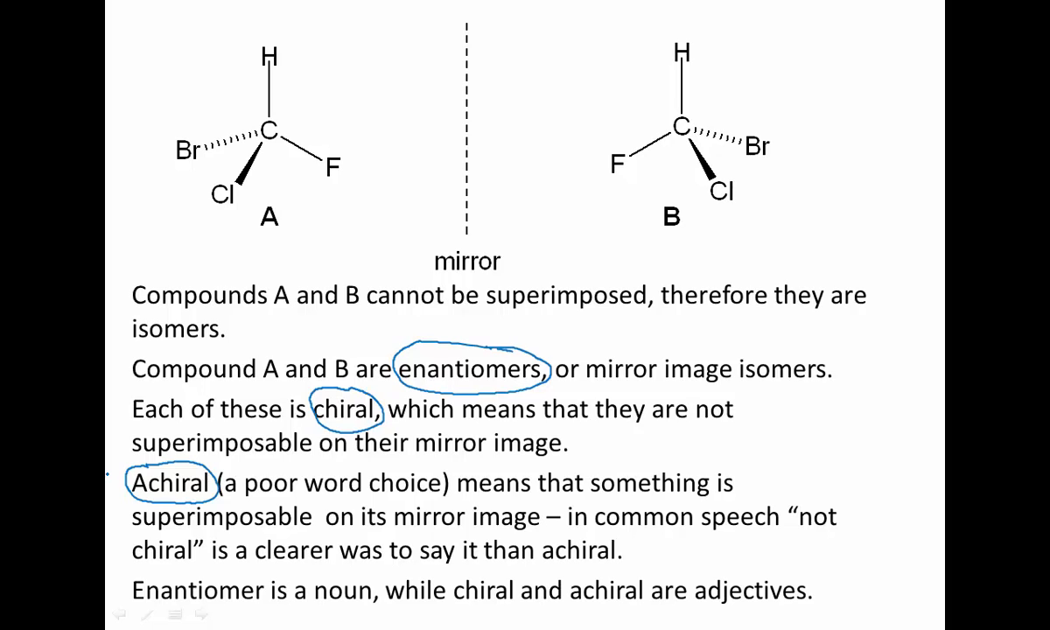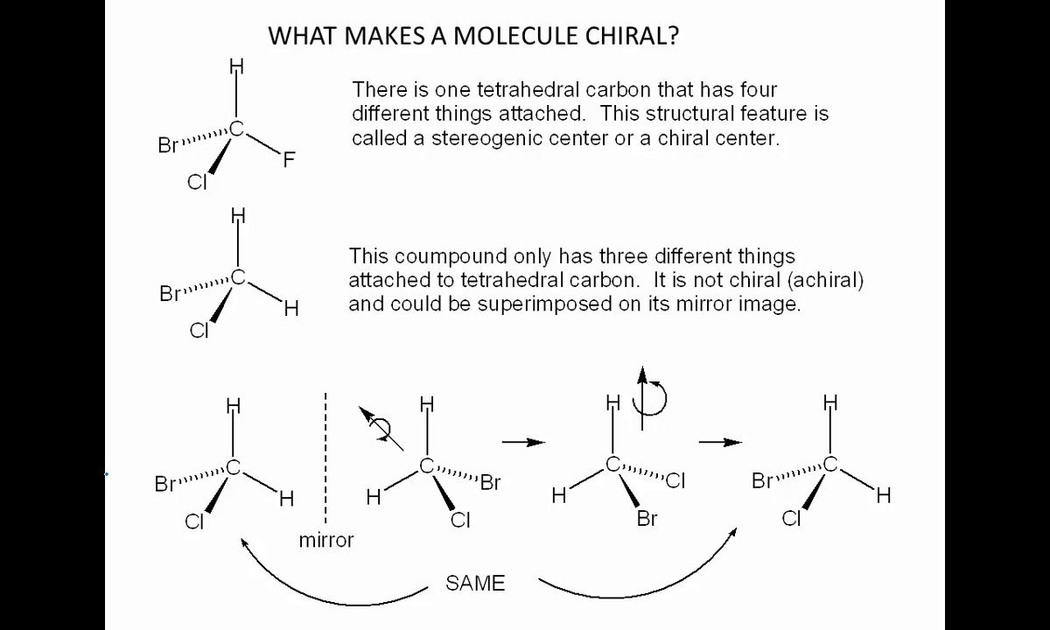Okay, so that's chiral, and that's the simplest type of chiral molecule we have here, a tetrahedral carbon with 4 different things attached. Okay, so let's get into that. There's one tetrahedral carbon that has 4 different things attached, and this structural feature is called a chiral center or a stereogenic center. So right here, this is a chiral center.